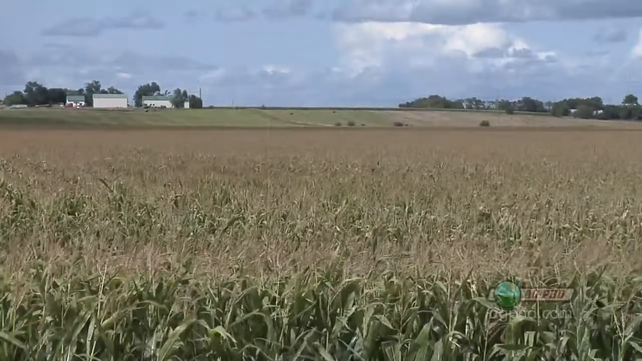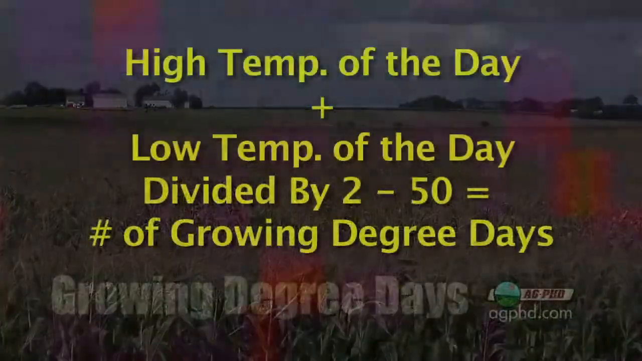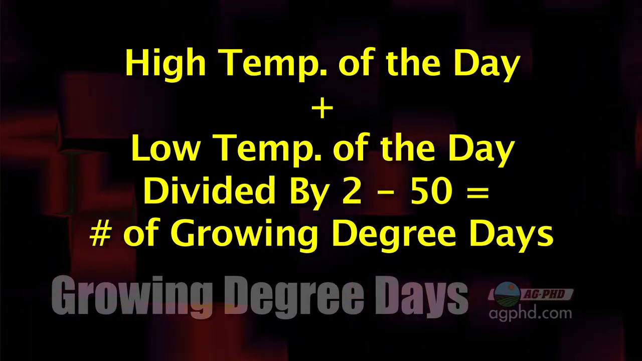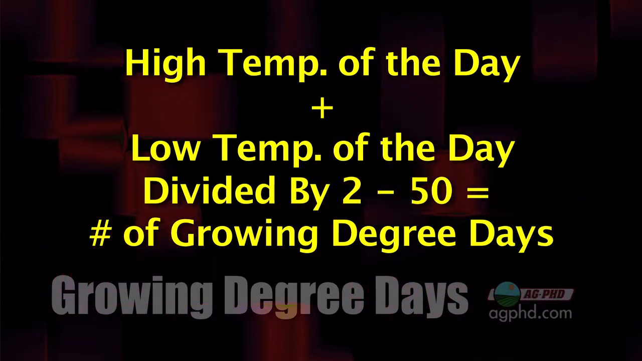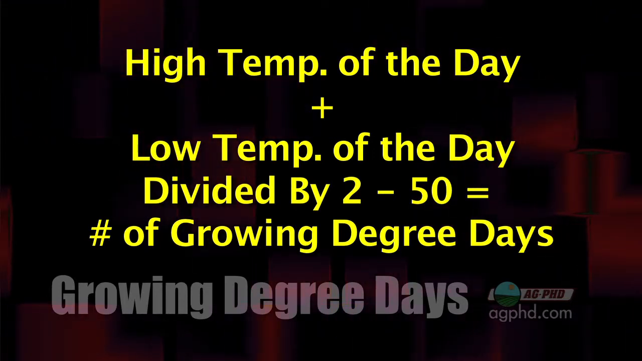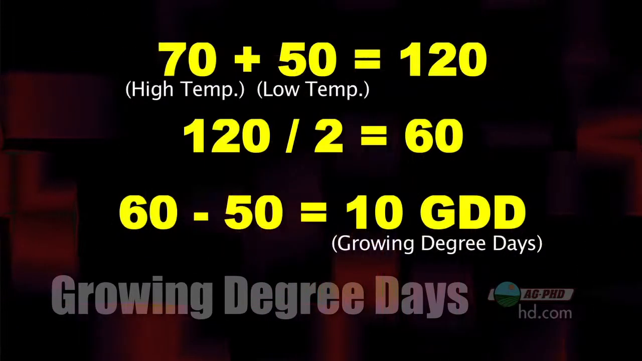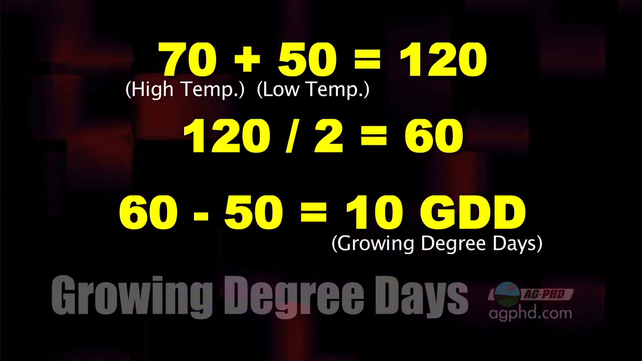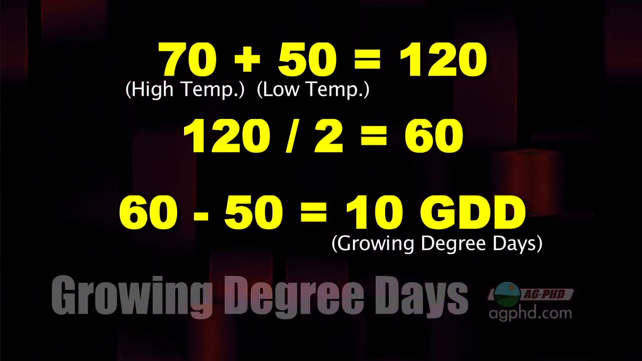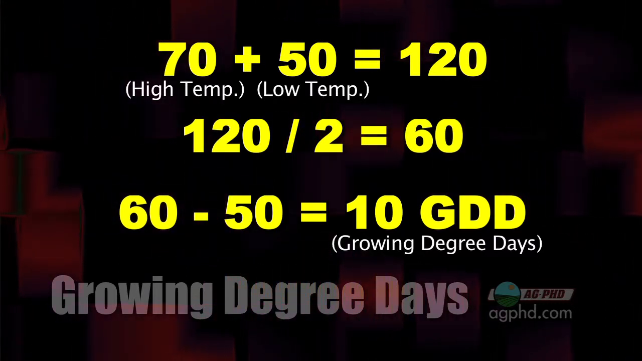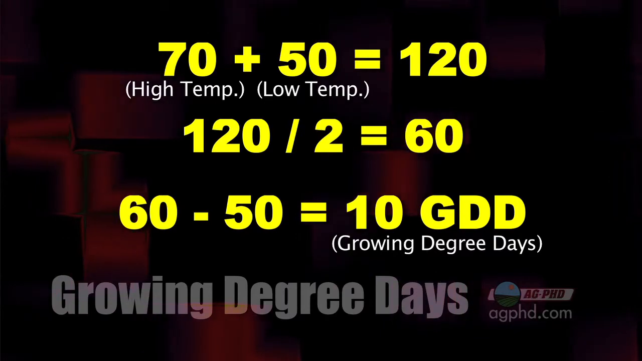So let's talk about the formula of growing degree days. The traditional formula for figuring out growing degree days is take the high temperature of the day plus the low temperature of the day and divide it by 2 and then subtract 50, which is a base number. So for example, you had a high temperature of 70 degrees, a low temperature of 50 degrees. Add that together is 120, divide by 2 is 60, and then subtract 50, you would have accumulated 10 growing degree days for that particular day.